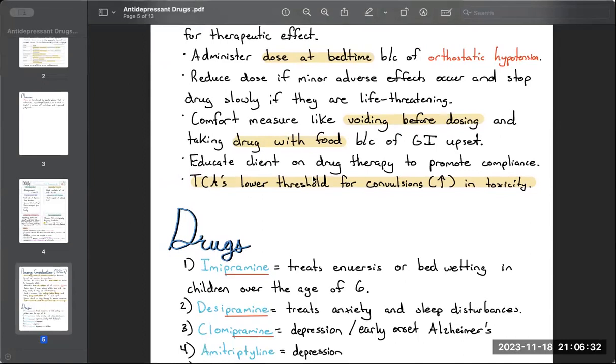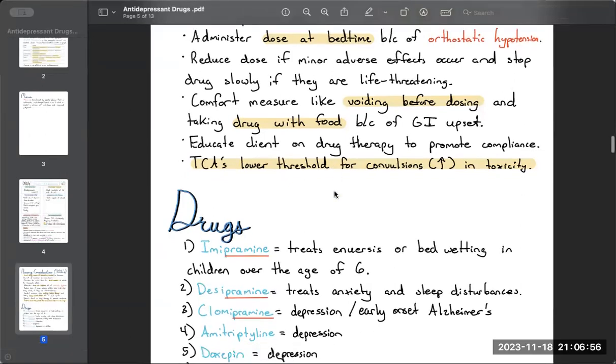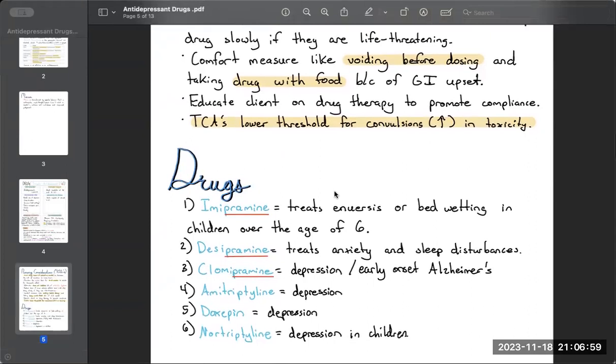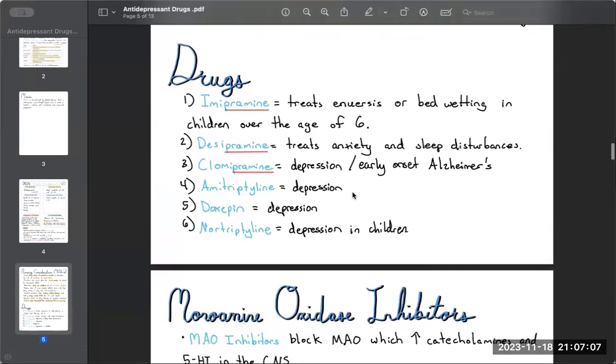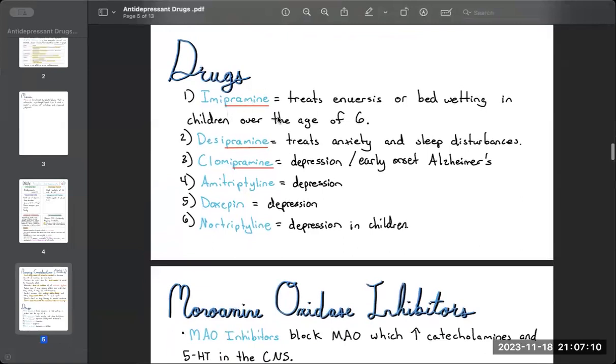We want to also tell them about comfort measures, right? Such as voiding before dosing and taking the drug with food because these drugs, like I said, they cause anti-SLUD, which is anti-going to the bathroom, and anti-digestion or bowel movements. So we want to take it with food to avoid GI upset and void before, just in case they have any issues going to the bathroom. And TCAs also lower the threshold for convulsions and toxicity, so we really have to be careful with patients that have seizures, okay?